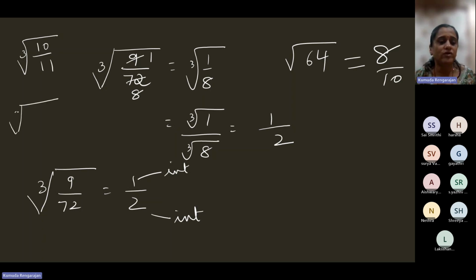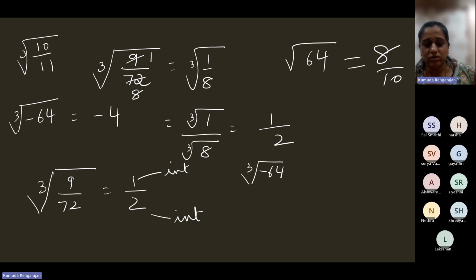But supposing you have cube root of -64. Cube root of -64 is -4, because -4 into -4 into -4, minus multiplied with itself 3 times is minus. 4 fours are 16, 16 fours are 64. So the cube root of -64 is -4, which is -4/1, integer by integer. -4 is an integer, 1 is an integer. Integer by integer is a rational number. So this one is a rational number.